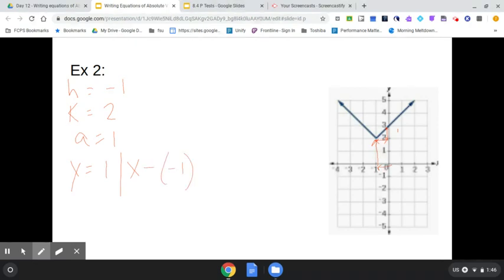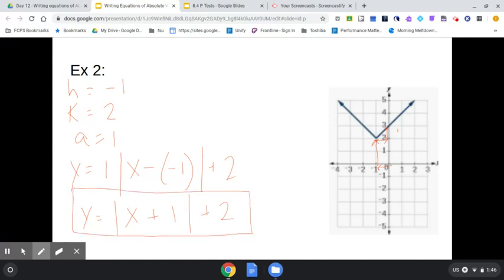Plugging those values in, y equals 1 times the absolute value of x minus h. h is -1, plus k. k is 2. Cleaning that up by simplifying some things. Again, I do not need to write that 1 out front. So y equals absolute value of x minus a -1. Minus a negative would make plus. And then plus 2.